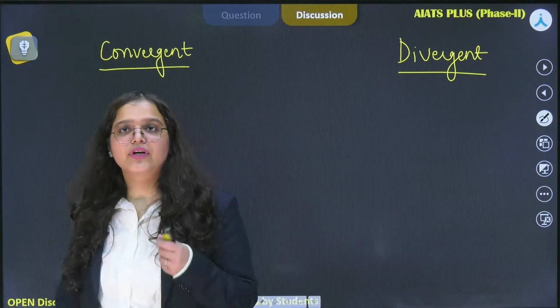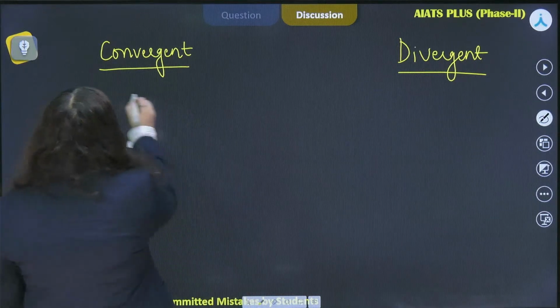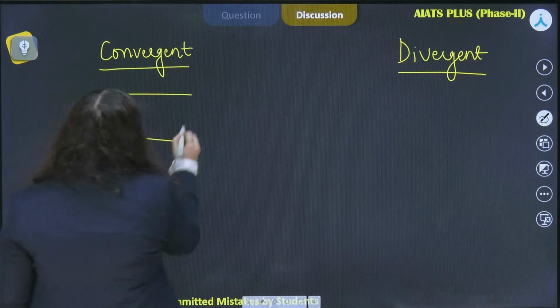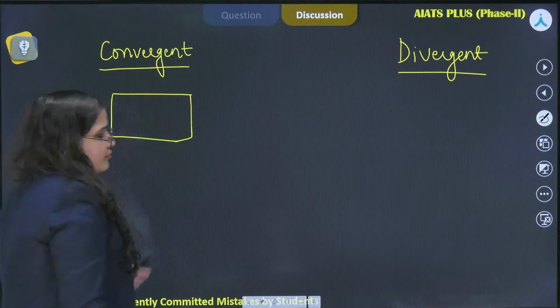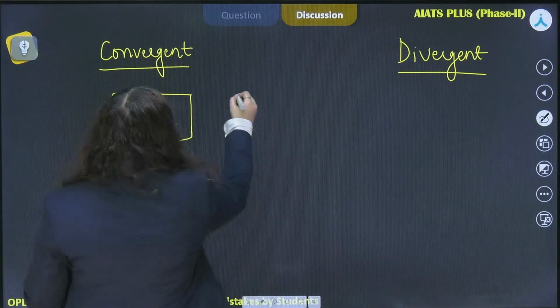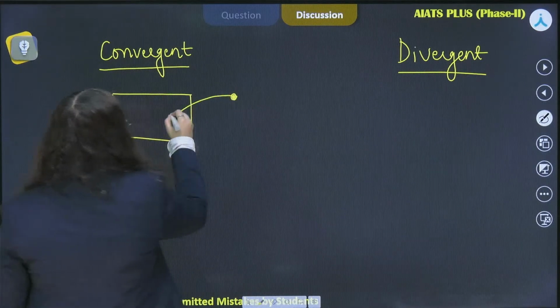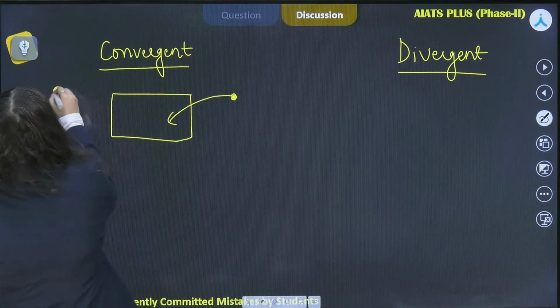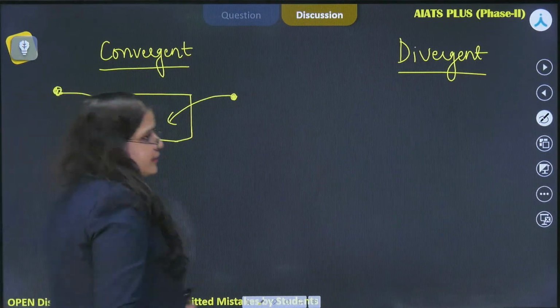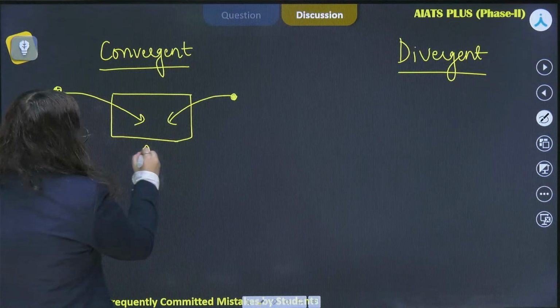So basically what happens in convergent evolution is that, let us suppose that in a place we have 2 organisms from different origin coming together. Let us suppose it is coming to a place A.